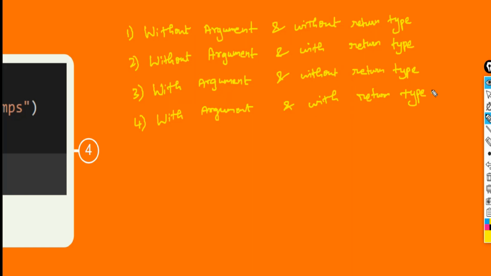Okay, so there are four different ways we can create our function. Argument means some values we pass whenever we are calling a function. Similarly, return type means after executing that particular function, whether the function is returning any value or not. That is what comes under the return type.